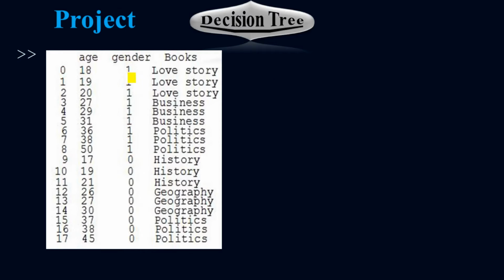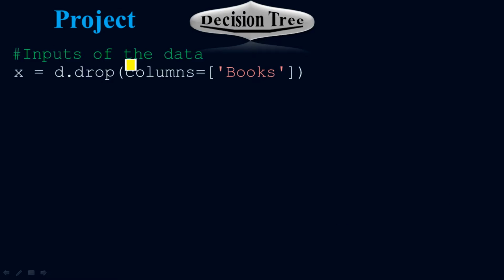Look, these two columns represent the input data. This is my input data, these two columns. This column is the target class. This is the output data. So books is the output data. To determine the inputs of the data, we have to drop the columns of books, because books is the data of the output.